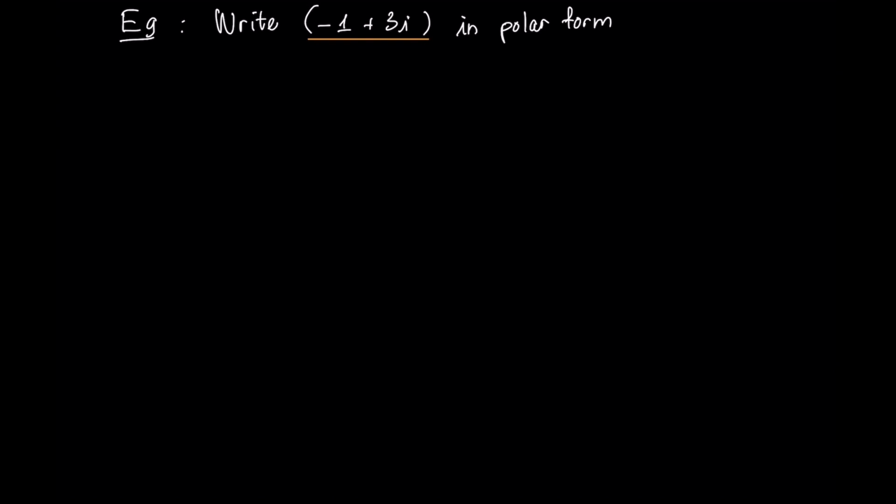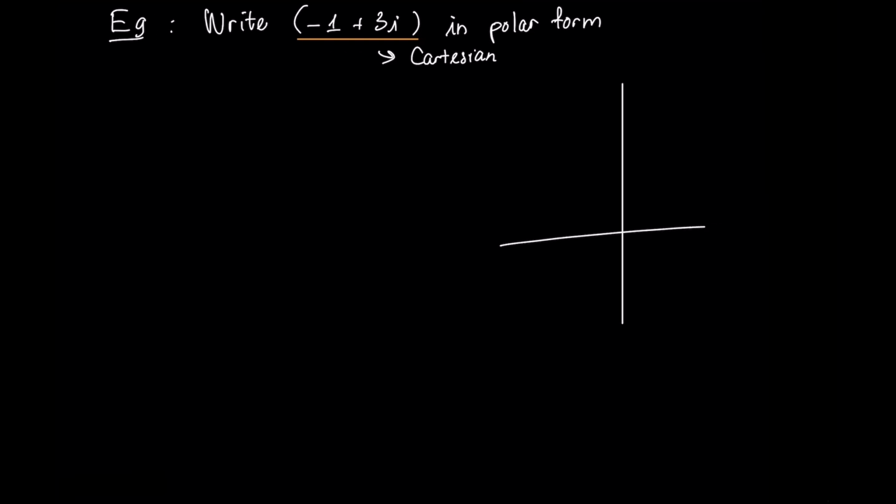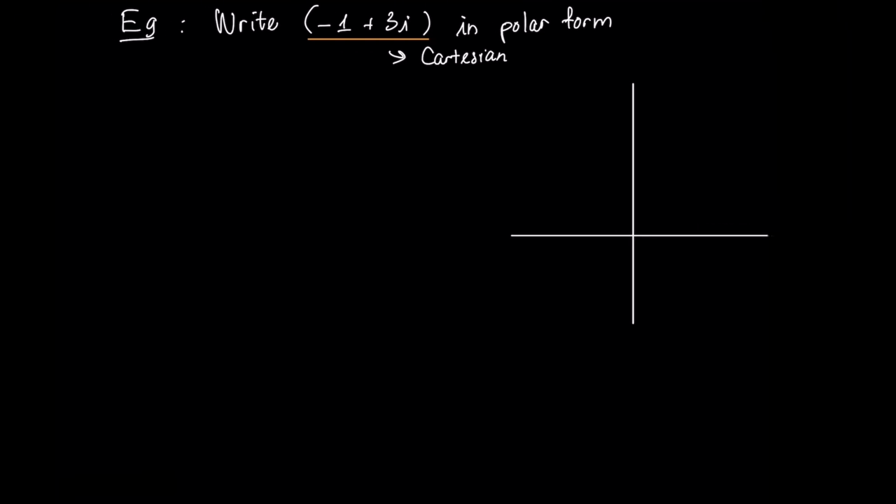So here's an example. You can try converting a complex number into polar form. So we have minus 1 plus 3i. This is the Cartesian form. You can, of course, pause this video and do it yourself at home. And so, first, I'm gonna draw the Argand diagram.